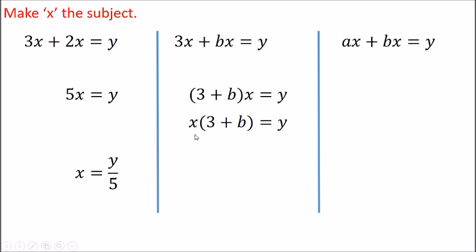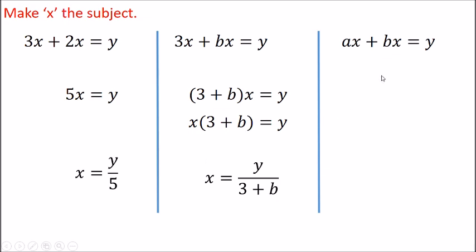Okay, so how do I get from x times 3 plus b equals y to just x on its own? Well, how do I get rid of a multiplied by 3 plus b? I'm going to do the opposite. I'm going to divide both sides by 3 plus b. So that tells you that x equals y all over 3 plus b. And this is my solution.